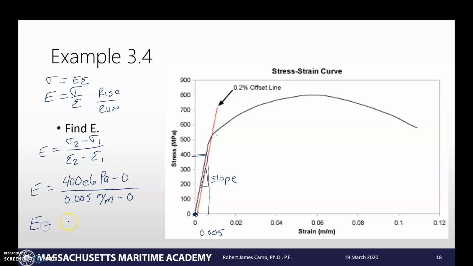If I throw that into my calculator, what do I have? I have 8 e to the 10 pascal. e to the 9 would be gigapascal, so this is 80 gigapascal, our E value. And that's a pretty typical E value for a metal material.